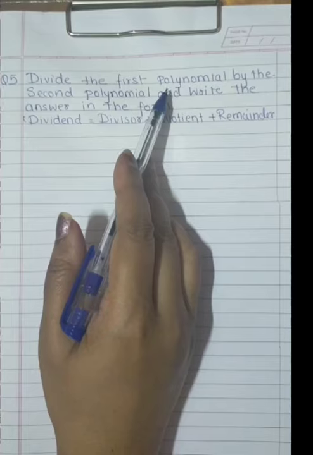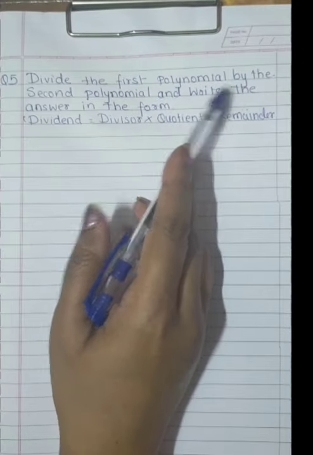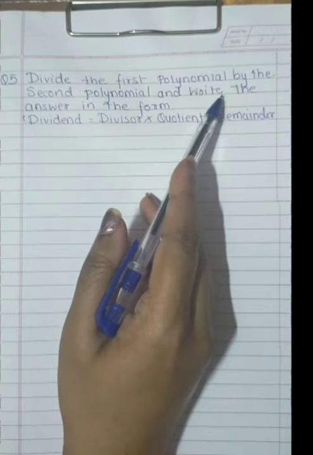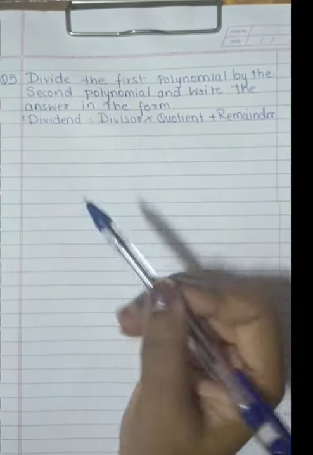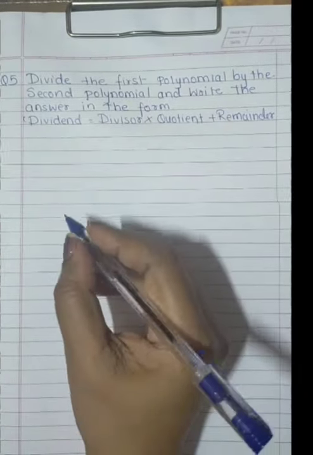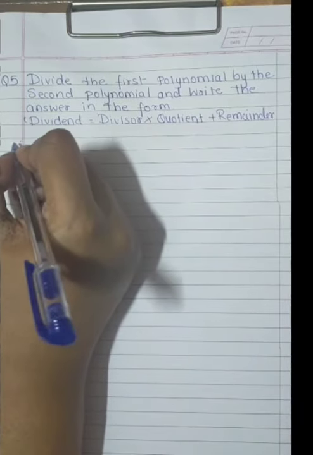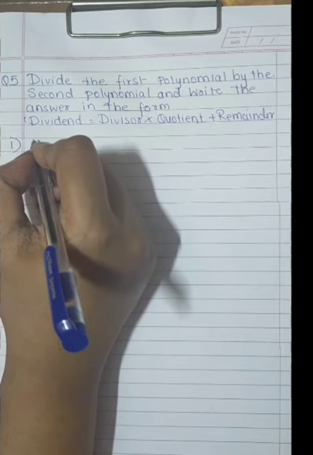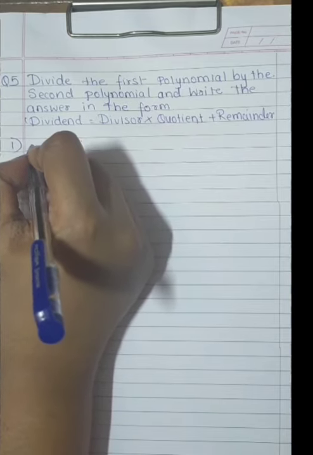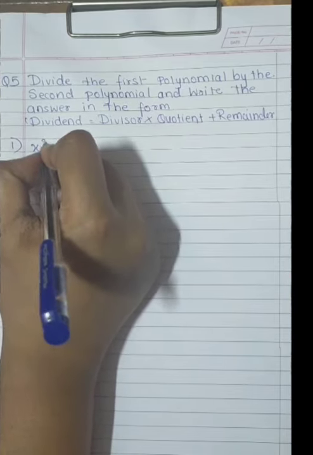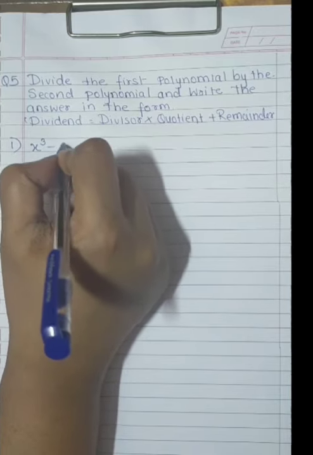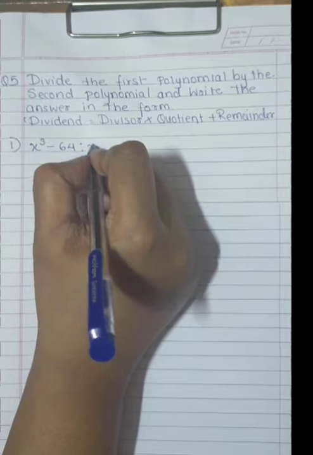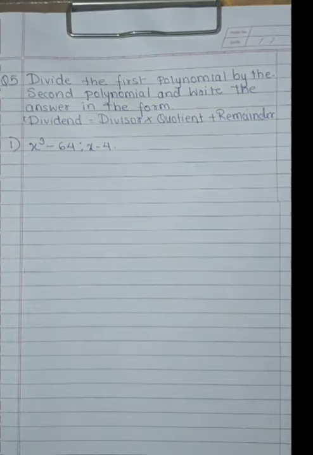Divide the first polynomial by the second polynomial and write the answer in the form. So what is the question given? We have to divide. Okay, the terms are given, just like a binomial, x cube minus 64 and x minus 4 is given.